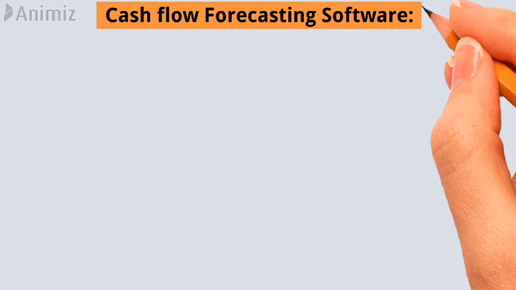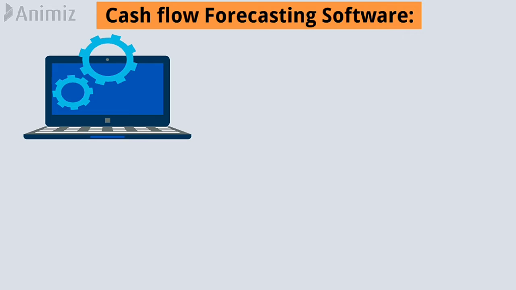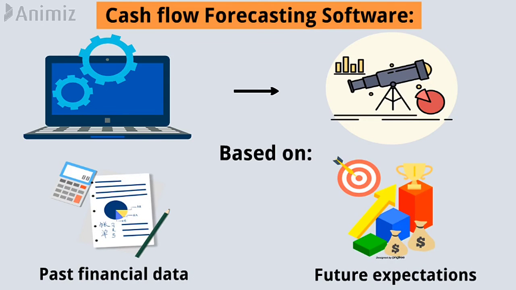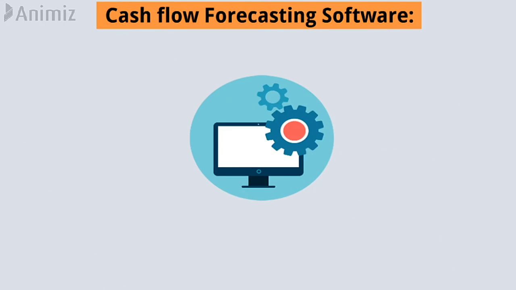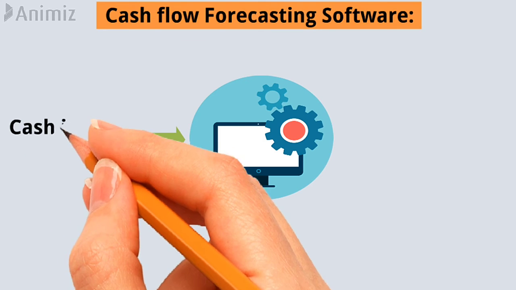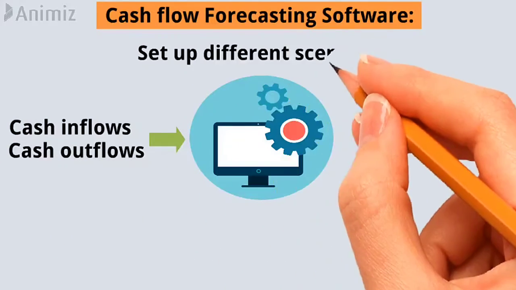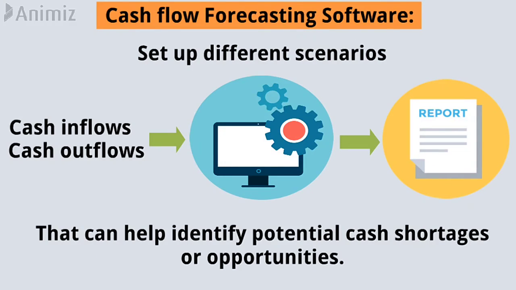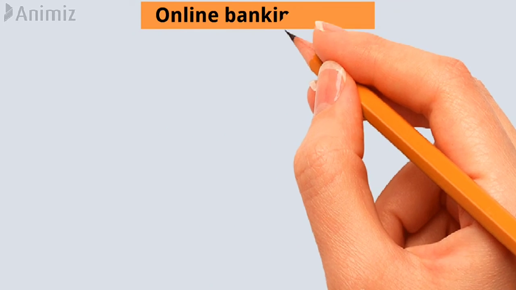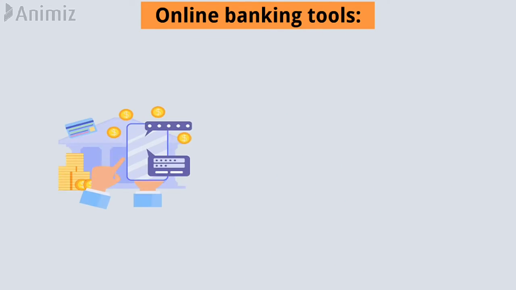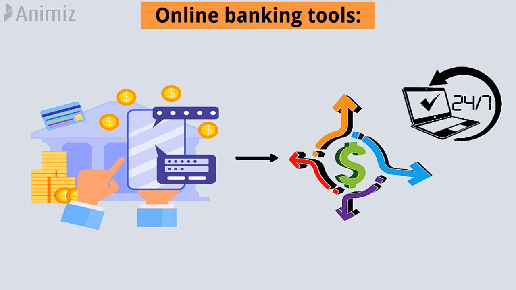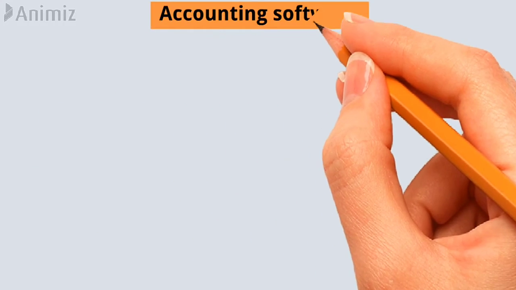Cash flow forecasting software. This type of software helps businesses and individuals create accurate cash flow projections based on past financial data and future expectations. Cash flow forecasting software typically allows users to input cash inflows and outflows, set up different scenarios, and generate reports that can help identify potential cash shortages or opportunities. Online banking tools. Many banks offer online banking tools that can help businesses and individuals track their cash inflows and outflows in real time.